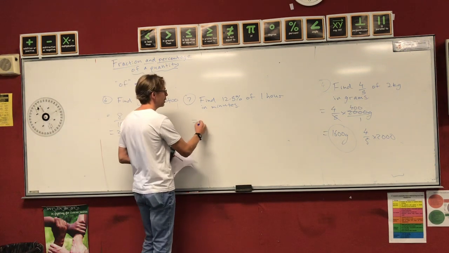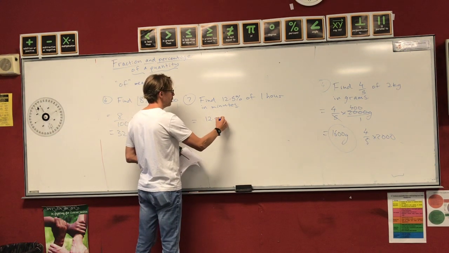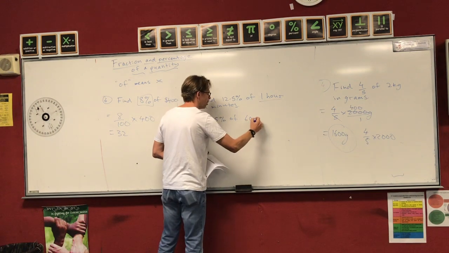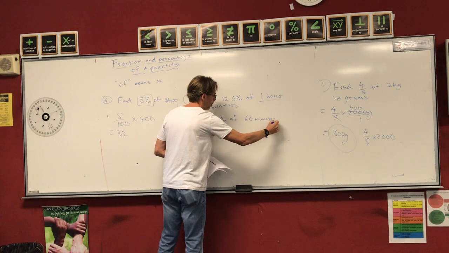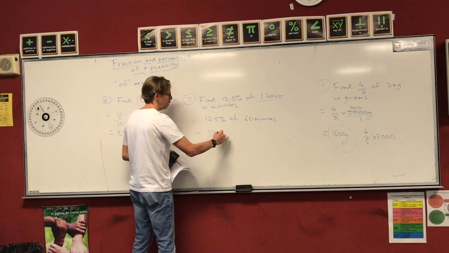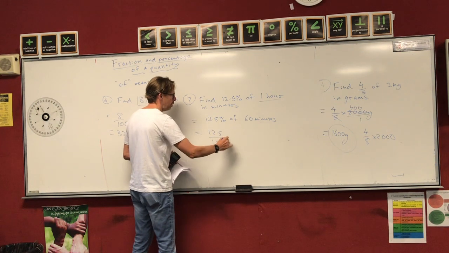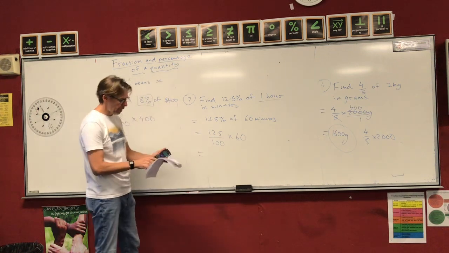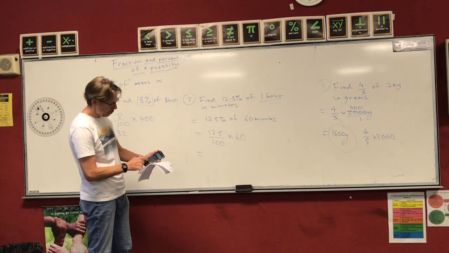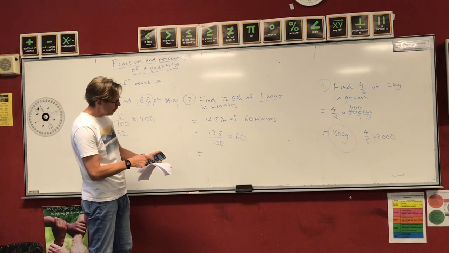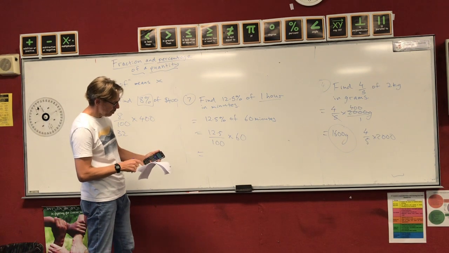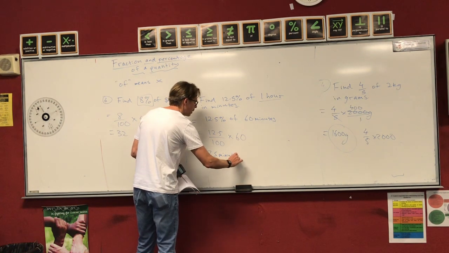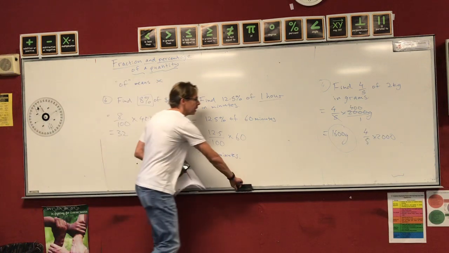Rightio. Now, 12.5% of, now 1 hour is 60 minutes. That's what I'm going to do. I'm going to convert the hours to minutes first. Okay, and 12.5% is 12.5 over 100. Of means times. Now I'm just going to use 60 here. Right, get your calculator out. Here we go. Fraction button. 12.5 over 100 times 60 equals 7.5. And that should be minutes. Okay?